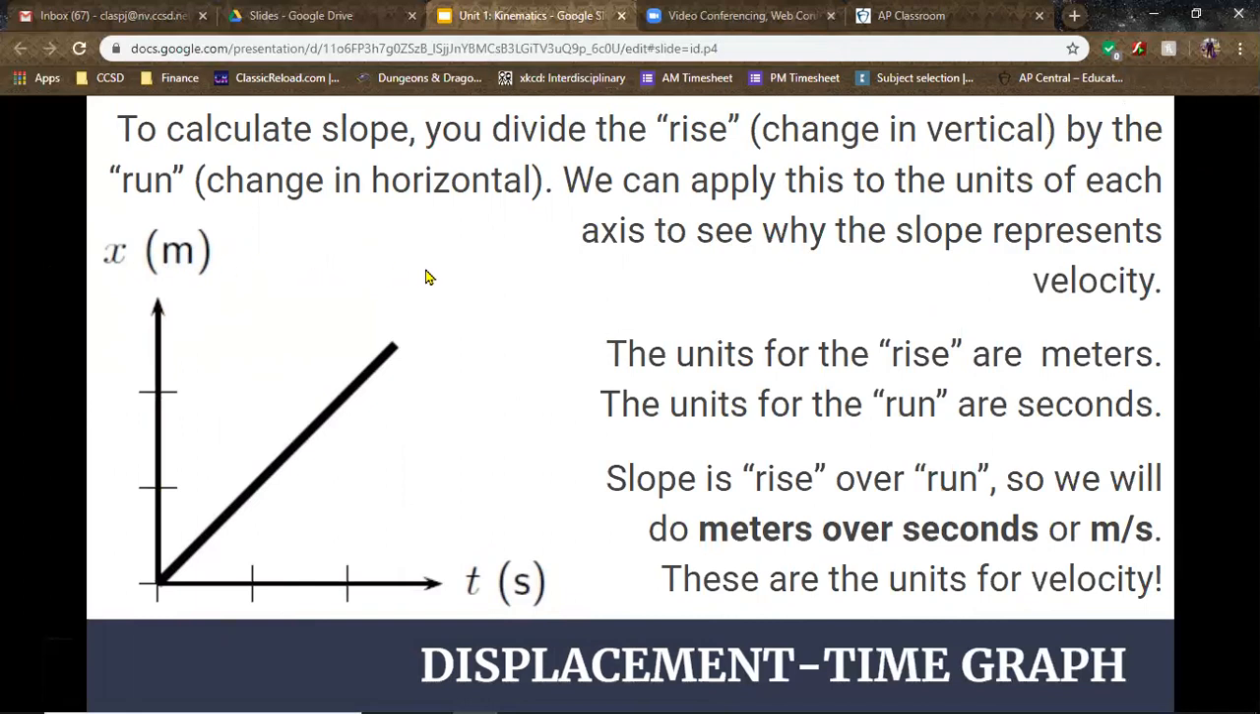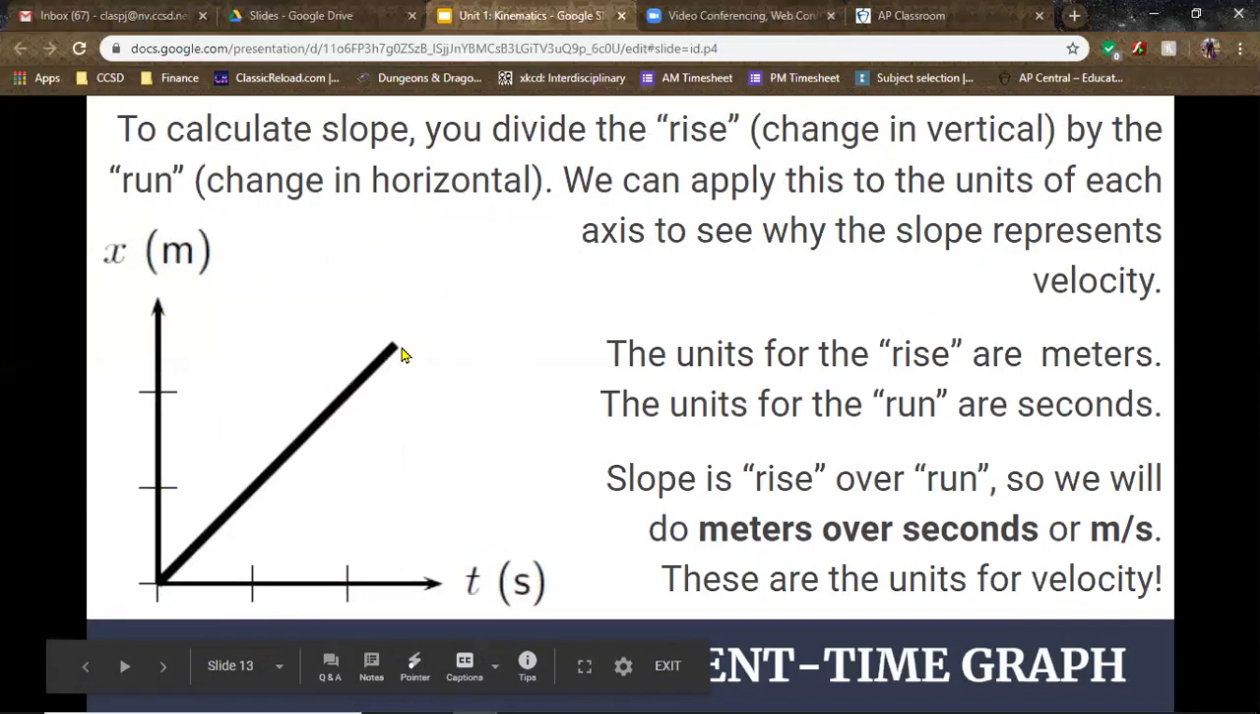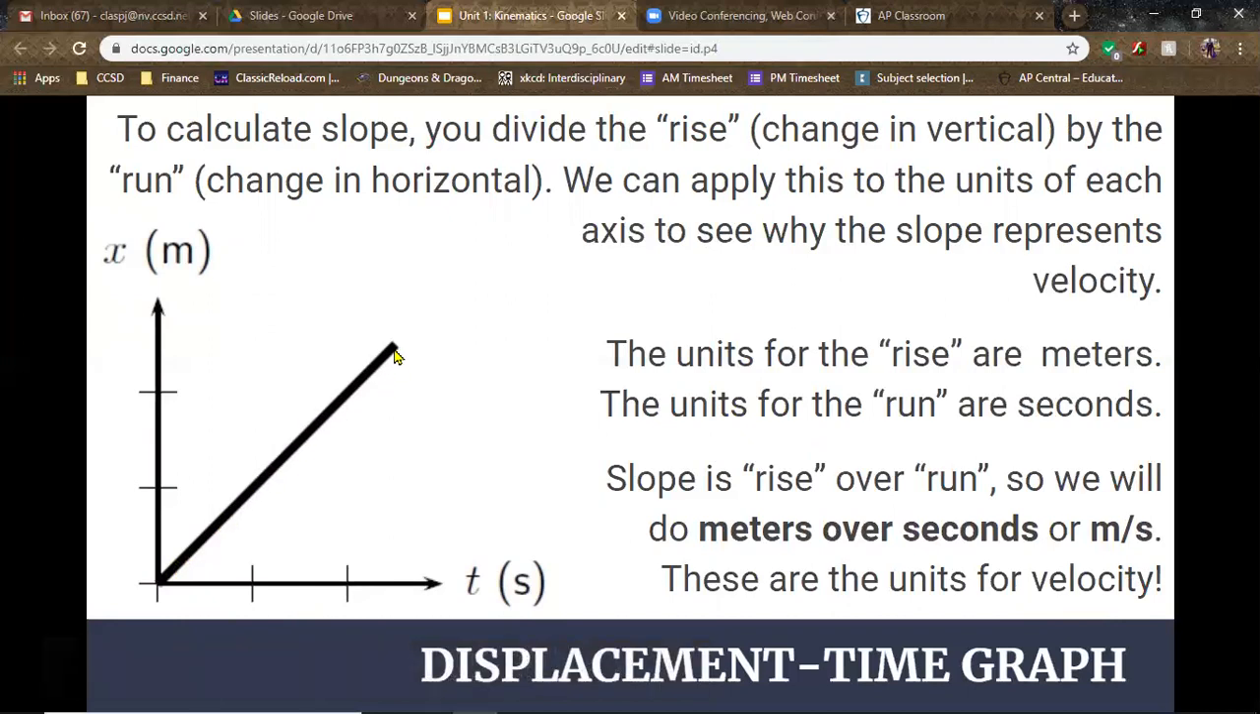So that means all the units in our numerator are going to be meters. Rise is going to be over the run, over the horizontal. So what are the units for my horizontal? The units are seconds. So I have meters in my numerator, seconds in my denominator, meters divided by seconds. Well, I know what meters per second are. Meters per second are the units for velocity. Therefore, the slope on this graph represents the velocity. By doing this little unit analysis, we can figure out what the slope represents. It's a pretty useful tool to be able to do this.